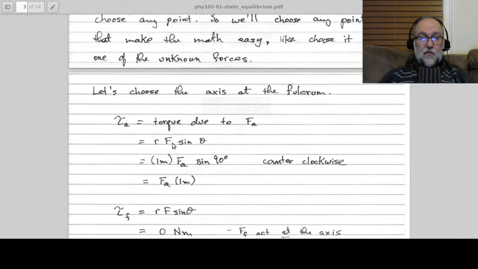What about F, the force F? Well, we don't know how big that force is. We're trying to solve for that. But we have a name for it, Fa. And so I'm going to call it Fa, because it's not any old force. It's the applied force in this particular case.